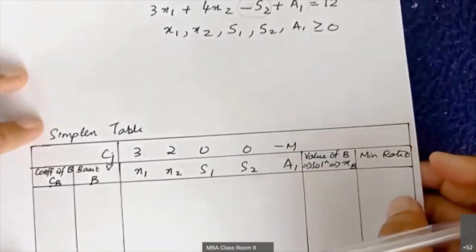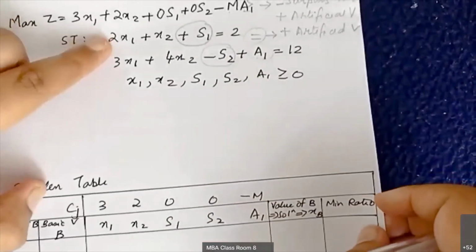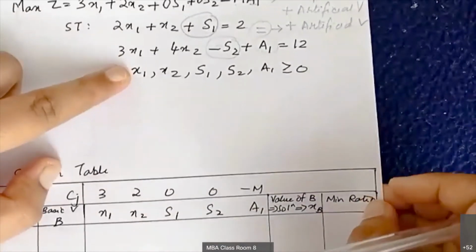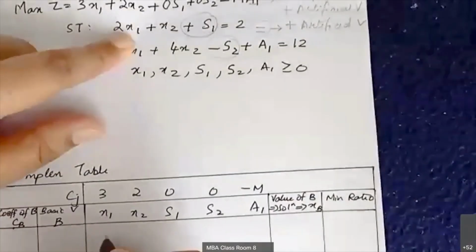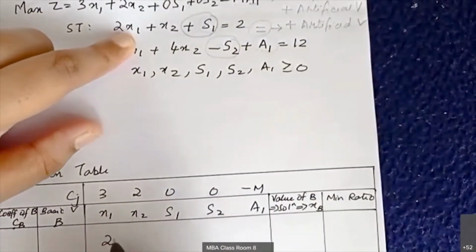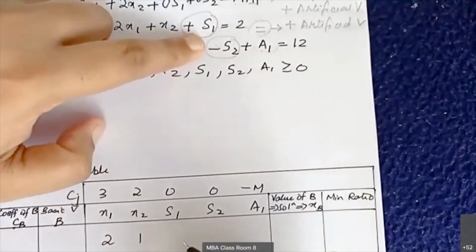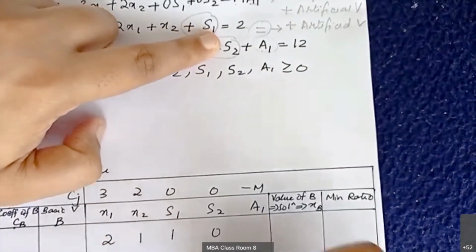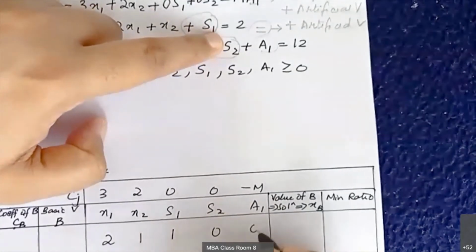So what do we do first? We will take the constraints from here, and put the coefficients in the simplex table. Here we have 2 corresponding to x1, so in the first row I'll write 2 for x1. Here we have x2 with coefficient 1, so I'll put 1 there. S1 has coefficient 1, so I write 1 there. Do we have S2 in the first constraint? No, so I'll put 0 for S2. And we don't have the artificial variable in the first constraint, so I'll put 0.